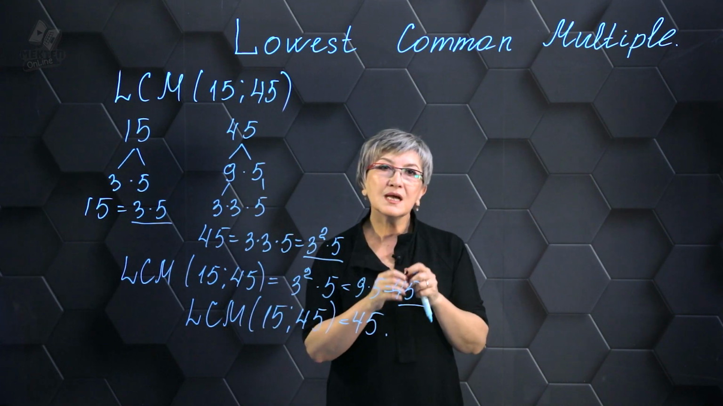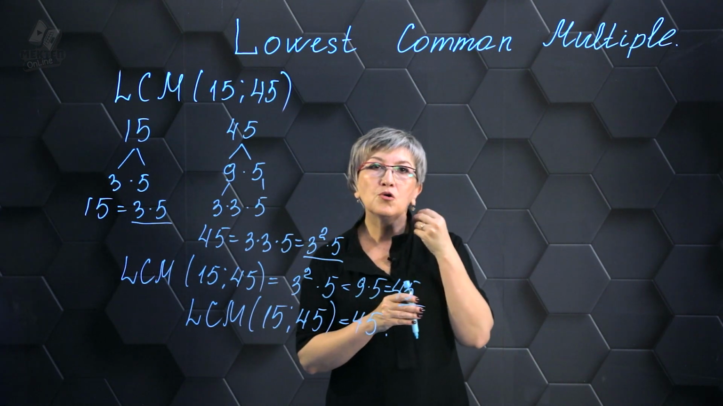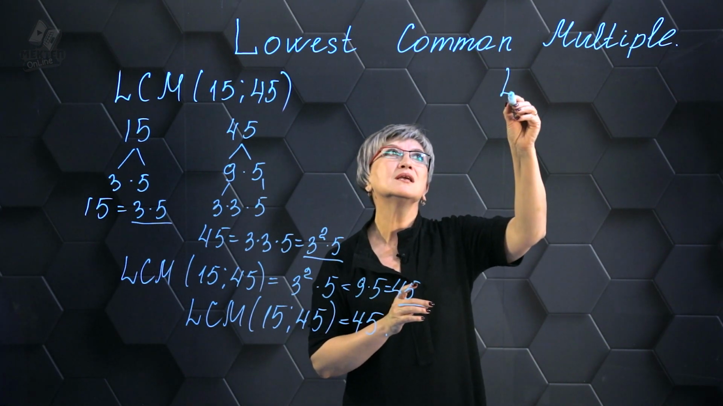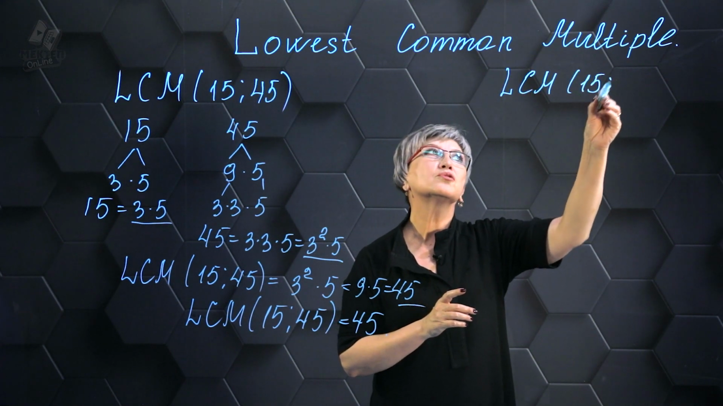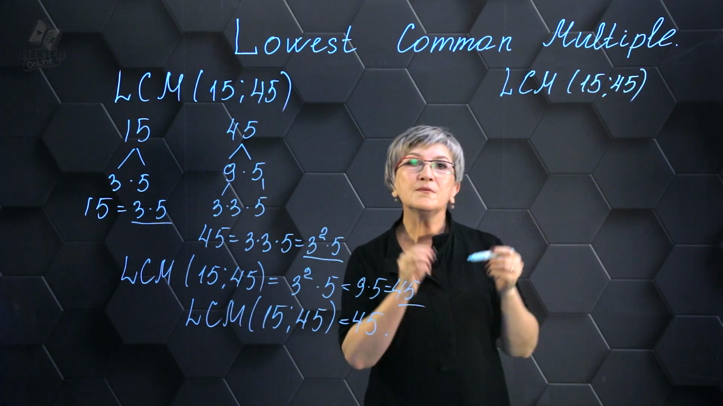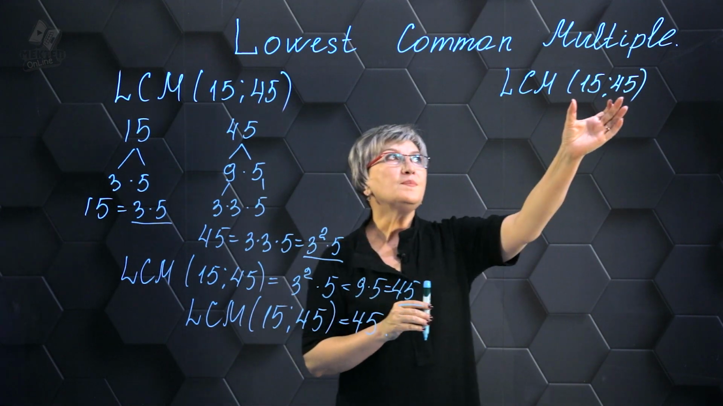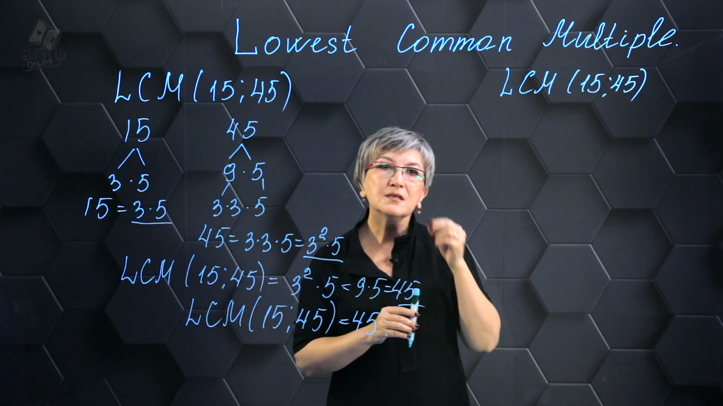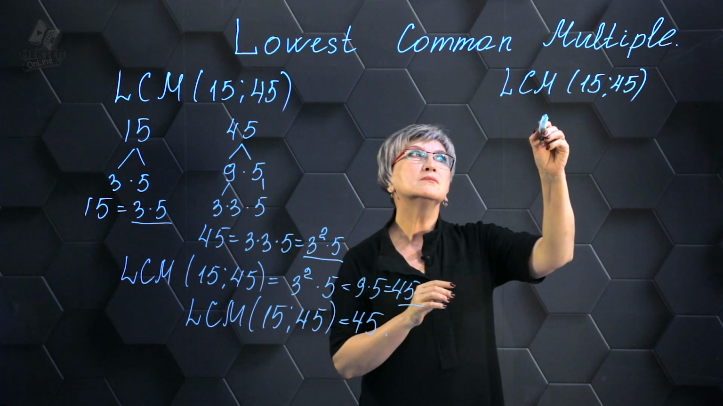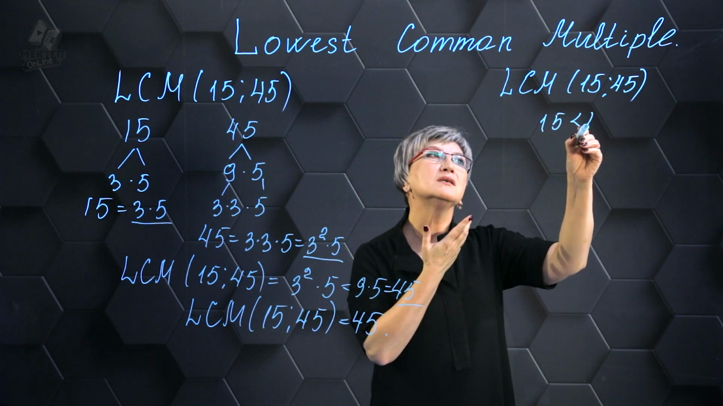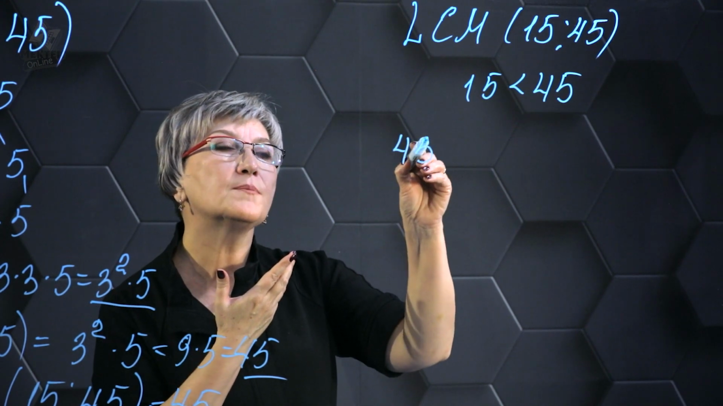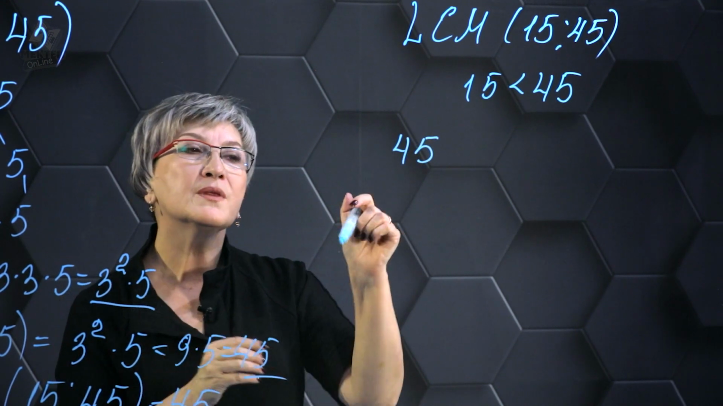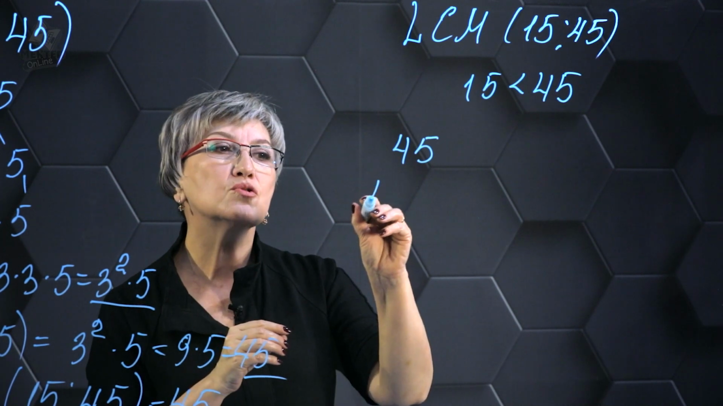But in the previous class, I told you about an easier, simpler way to find the least common multiple for numbers like 15 and 45. Please choose the larger number from these two numbers. Let's compare. 15 is smaller than 45. Therefore, I am working with the number 45. First, I have to check it. I'll divide 45 by 15.